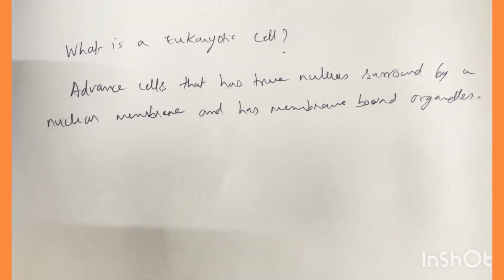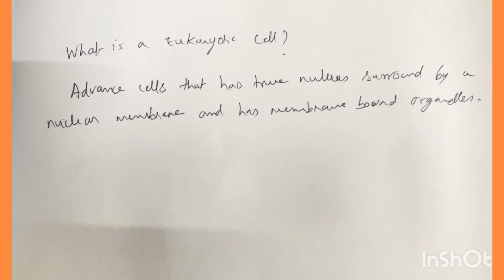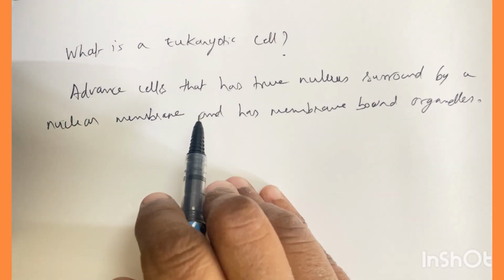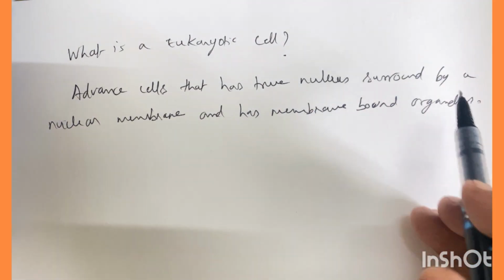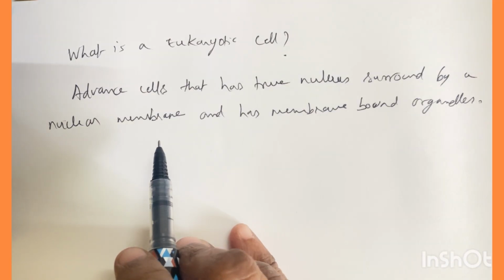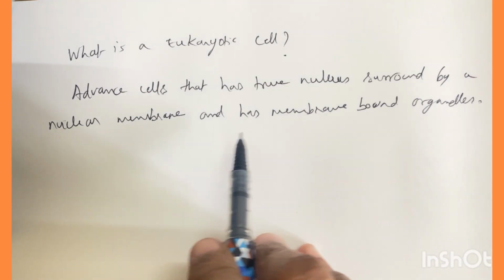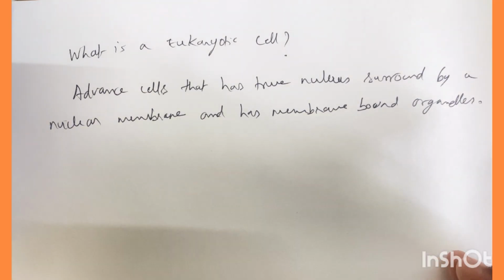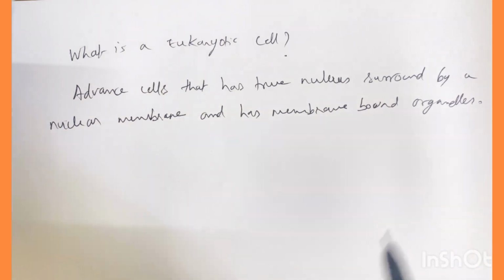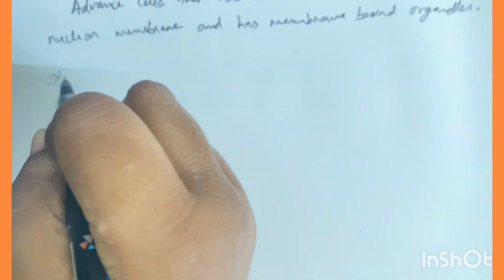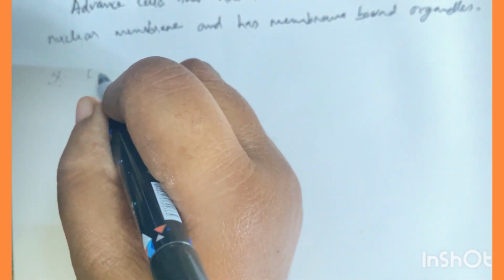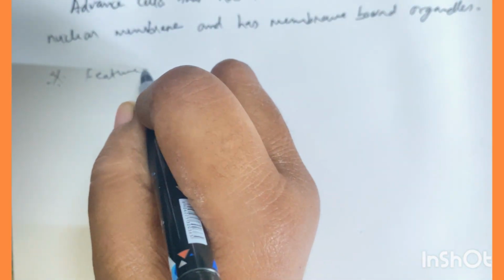Okay, so this is the definition of a eukaryotic cell, completely opposite to the prokaryotes. They are the advanced cell that has a true nucleus surrounded by a nuclear membrane, which was absent in prokaryotes, and has nuclear bound organelles, which were again absent in prokaryotes. So now let us see the important features of a eukaryotic cell.